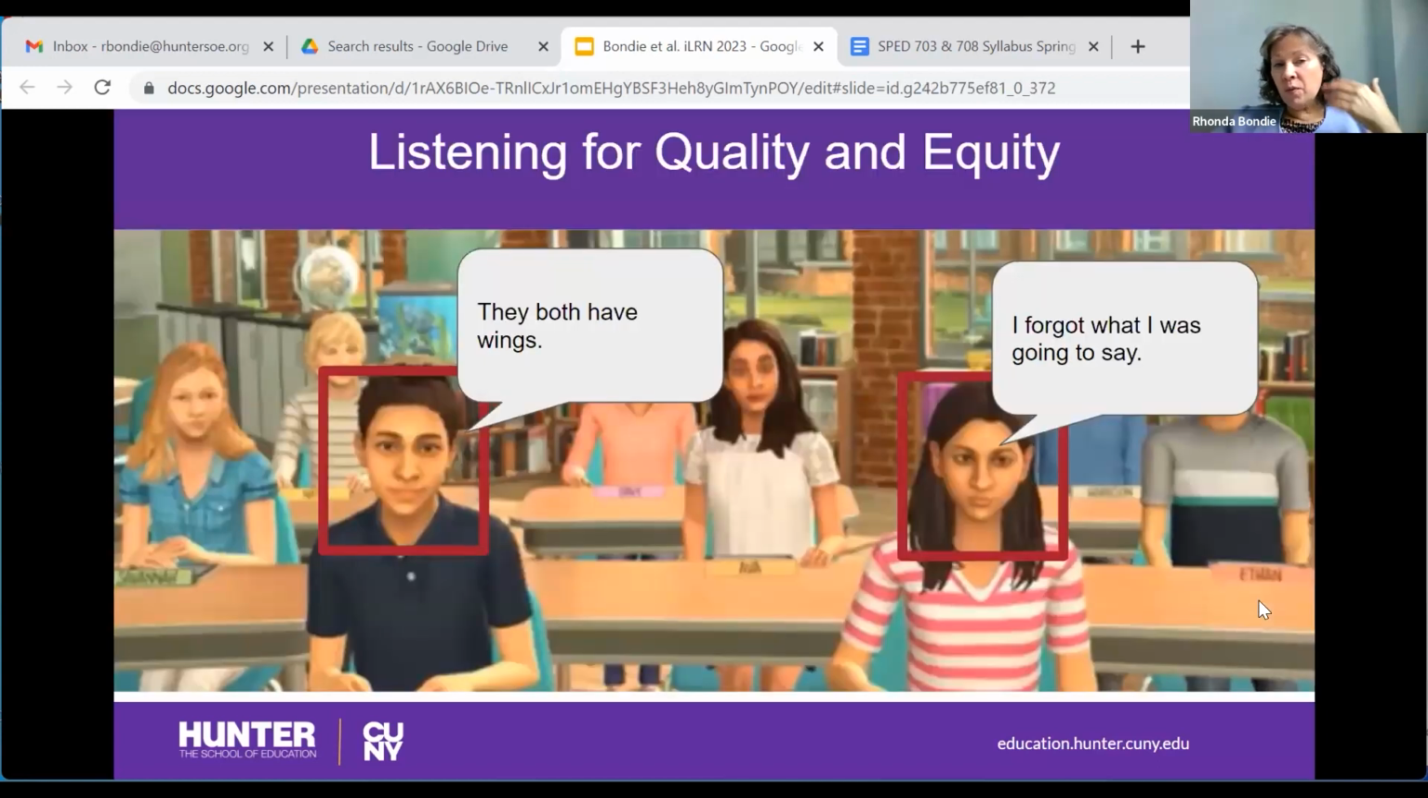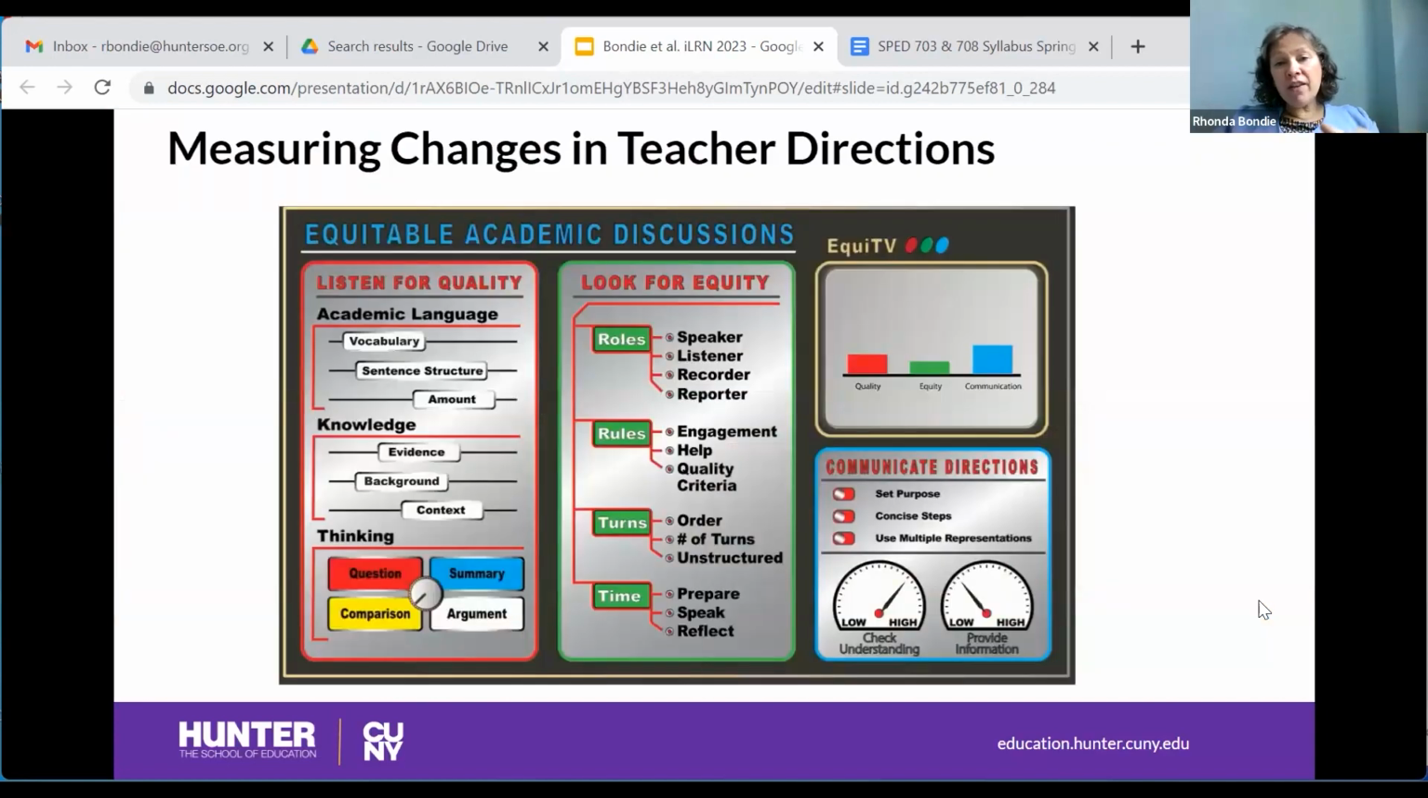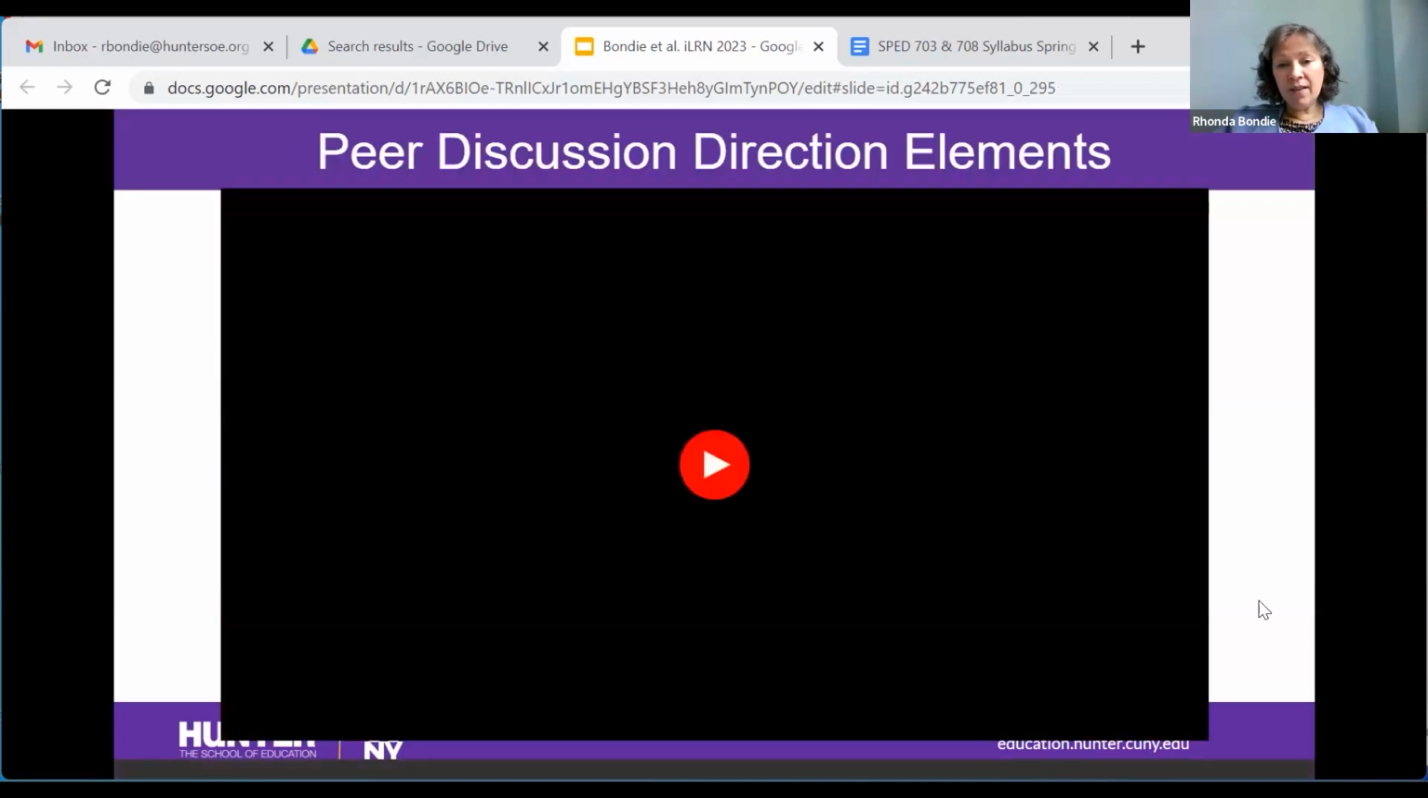So the first goal was to see if teachers could listen for the quality, listening for academic vocabulary, evidence, right? The quality of the responses as well as the equity. Did both students have an opportunity to participate? Did they have an equitable amount of time to share their ideas, etc.? So we provided teachers with a visualization of quality and equity and strategies for communicating their directions to students so that teachers could literally practice moving different levers with their teacher directions.